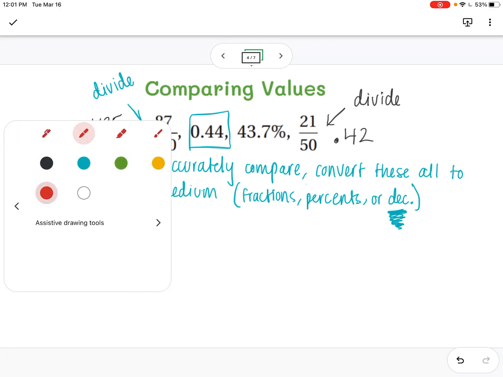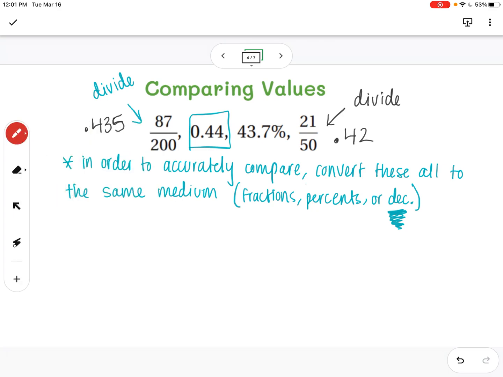And then the last one I have is a percent. Remember, super easy when we are converting from a percent to a decimal. We just have to move the decimal place 2 times to the left. And this is now 0.437. All right, so I'm just going to write these all down here as decimals, and then we can go ahead and compare them from least to greatest.